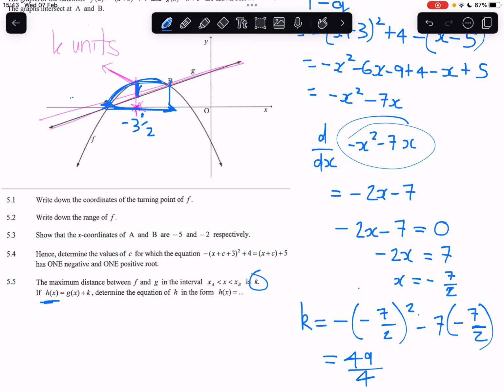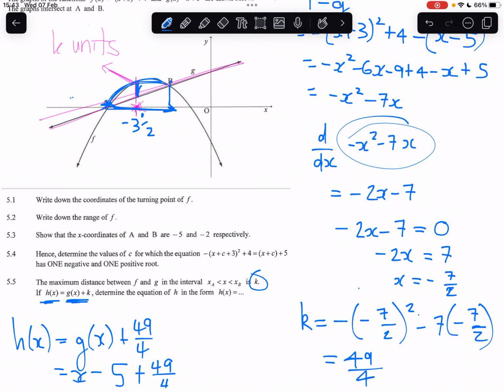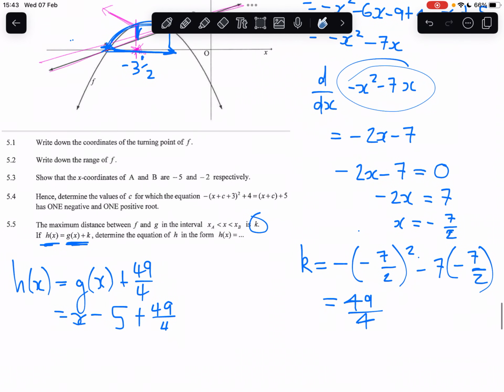So if h of x is equal to g of x plus k, what is the equation of h of x? Well, it'll just be g of x plus 49 over 4, which is x minus 5 plus 49 over 4. And I think that that comes to x plus 29 over 4.